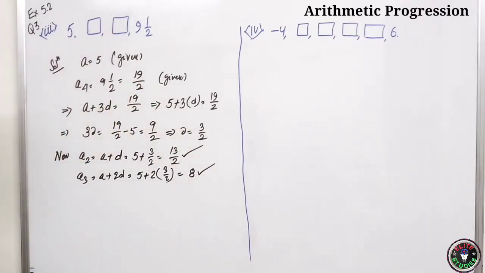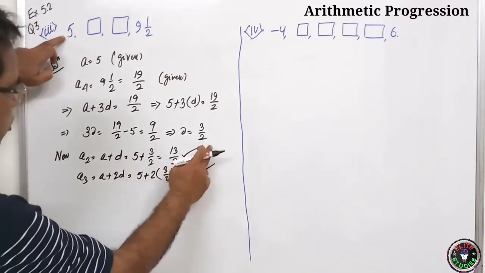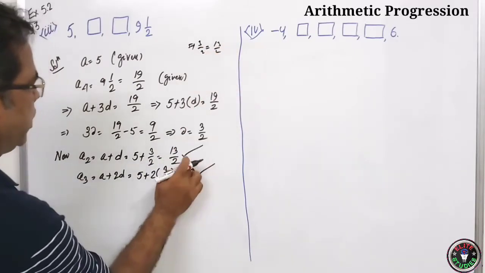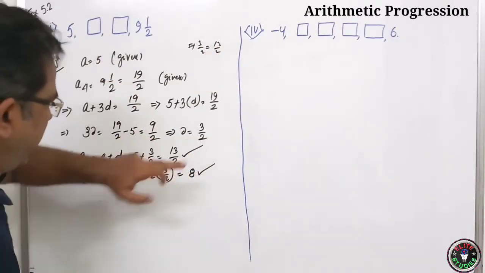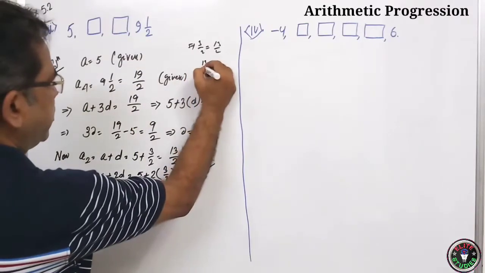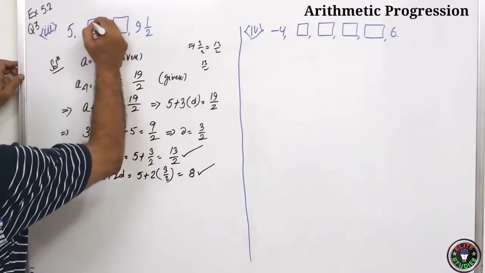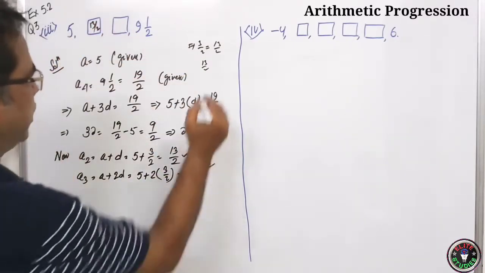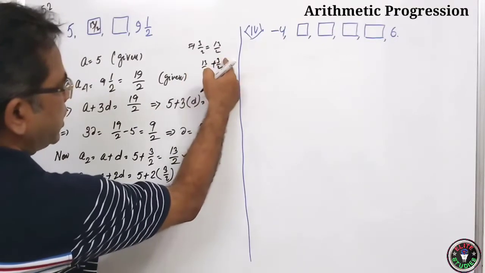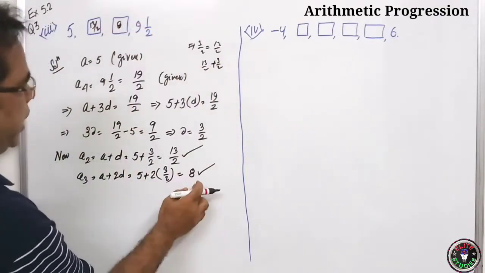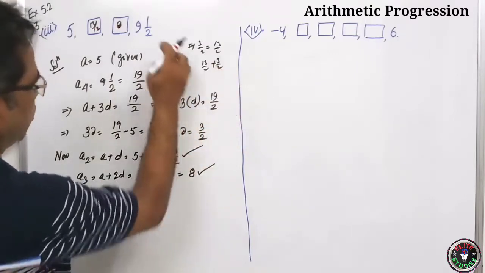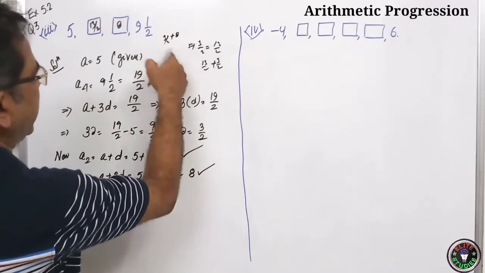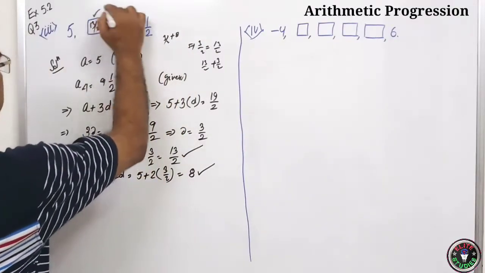Now check our answer. 5 plus 3 by 2 is 13 by 2. Yes, we got it. And 13 by 2 plus 3 by 2: 13 plus 3 is 16, 16 by 2 is 8. It is also correct. And 8 plus 3 by 2: 2 times 8 is 16, 16 plus 3 is 19 by 2. Yes, it is 19 by 2. So our answer is correct. Clear?